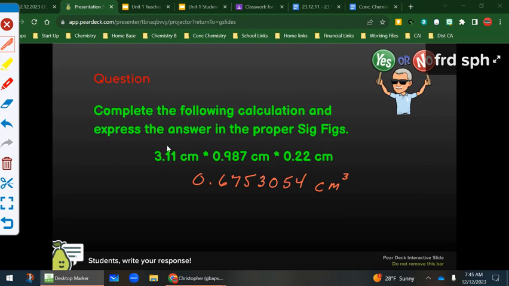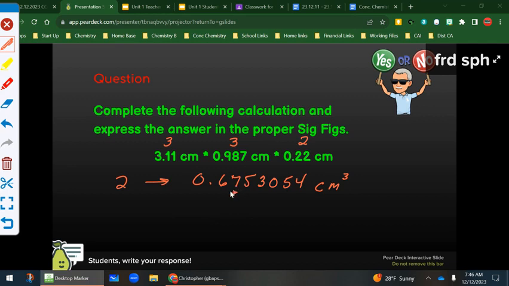Okay. How many sig figs in 3.11 here? How many in that one, Brinley? 3. How many in 0.987, Miro? 3. And how many in 0.22, Jera? 2. 2. So how many can our answer have, ladies and gentlemen? 2. The second sig fig is the 7, not the 0, the 7. We start with the 6, that's 1, the 7 is 2.